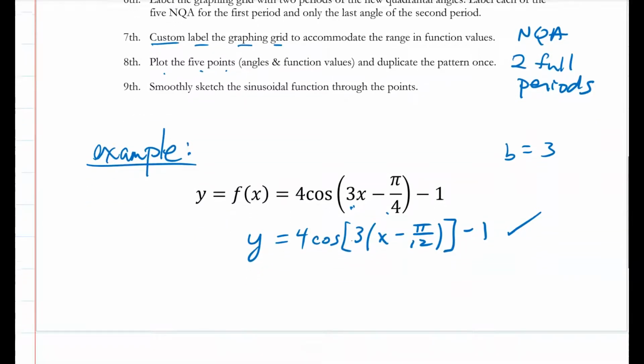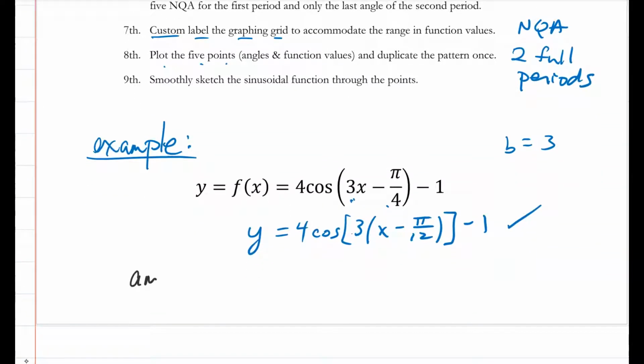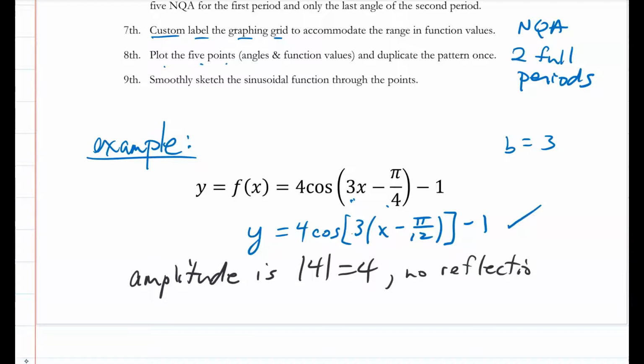So our amplitude in this case is the absolute value of 4, and that's 4. There's no reflection about the x-axis because that 4 is not negative.